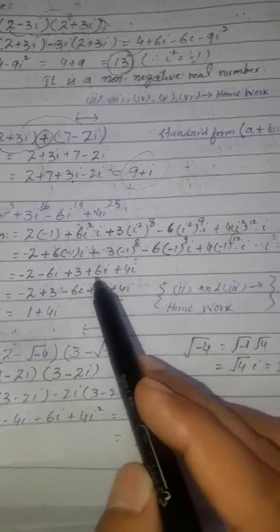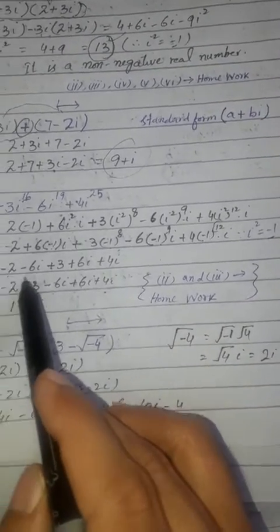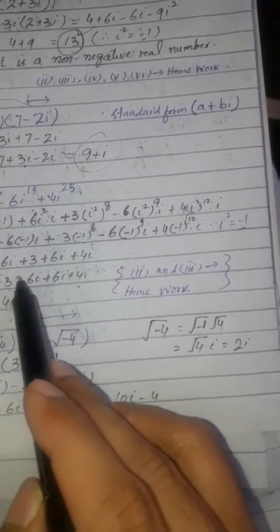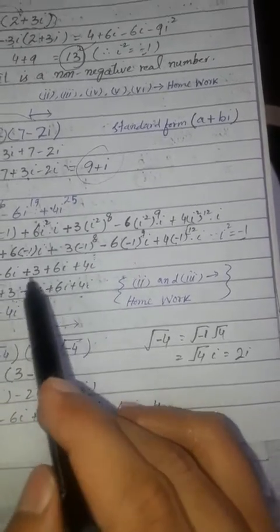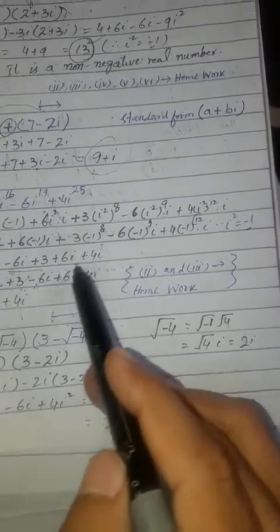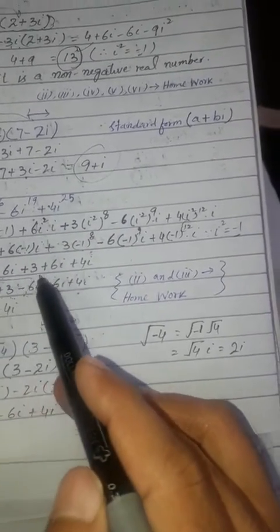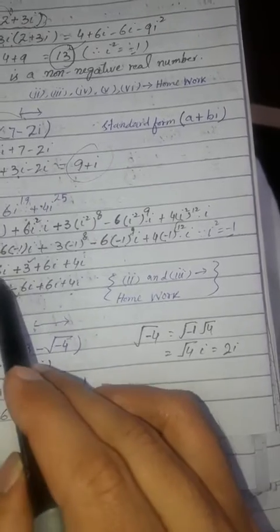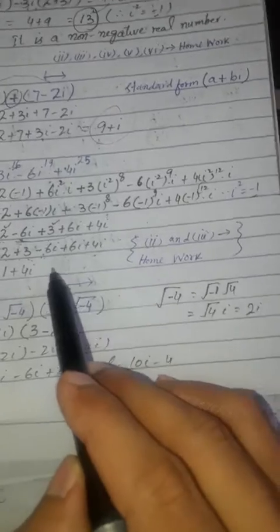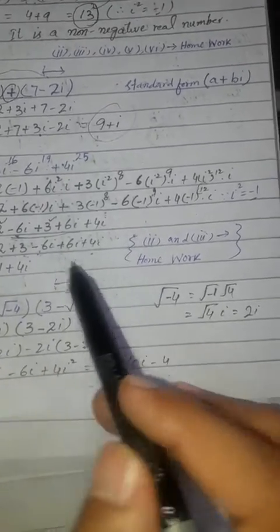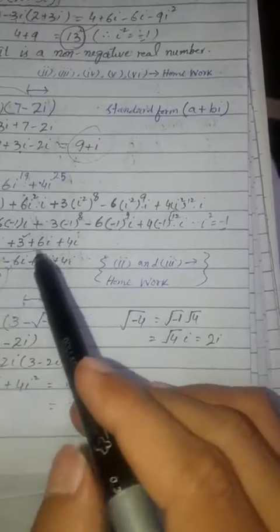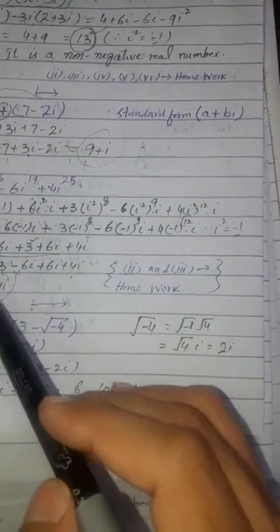Okay, next. So this is minus 2 and 6, minus 2 plus 3, okay, minus 6 iota. I am combining the real and imaginary numbers, right? So this is a real number and this is also a real number, and this is the imaginary part. Okay, so combining real and imaginary parts, I will get 1 plus 4 iota. This is also in the form of a plus b iota. This is the imaginary part, this is the real part.